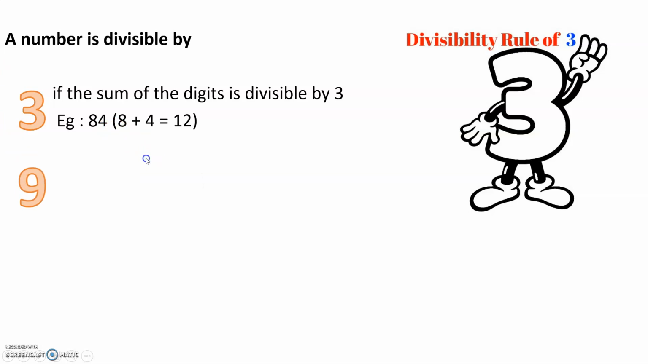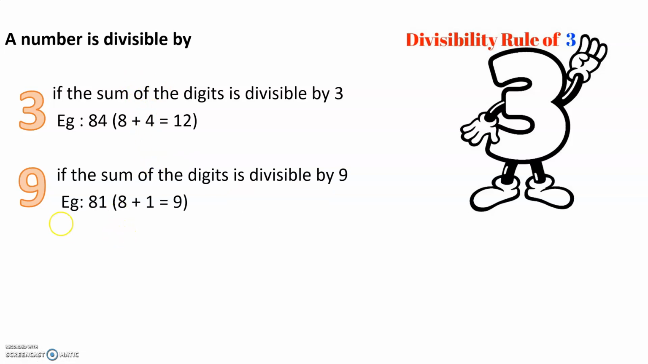9. If the sum of the digits is divisible by 9, same as for 3. For example, 81. We'll add this: 8 plus 1 gives you 9. So 9 is divisible by 9. Yes, so 81 is divisible by 9.